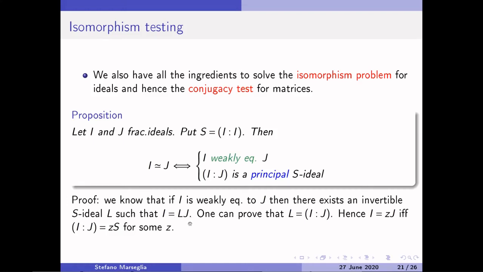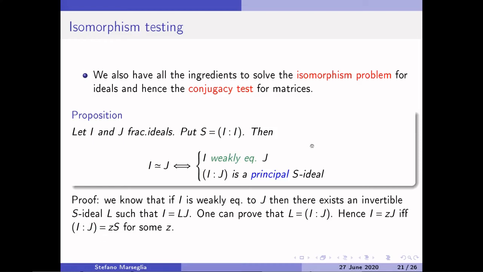And then it's clear that if these two ideals are isomorphic, this ideal must be principal. It's pretty easy to see by localizing the original thing and saying that L must be a principal ideal. And conversely, it goes the same way. One can prove that this L must be I colon J, basically by definition of the colon ideal. And then we have that this is principal if and only if the ideals are isomorphic. And the generator of this ideal is going to be the element that induces the isomorphism.